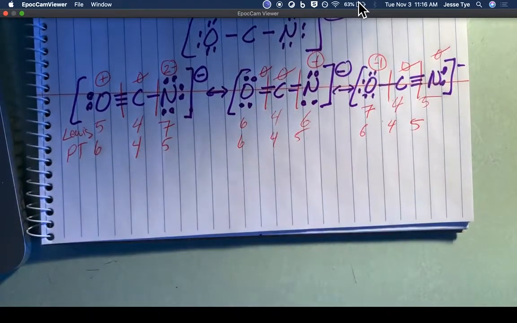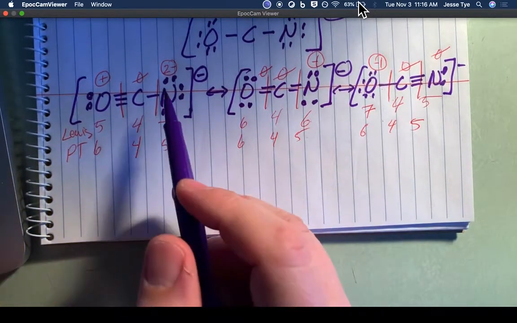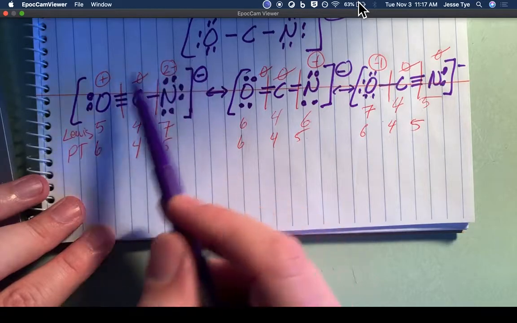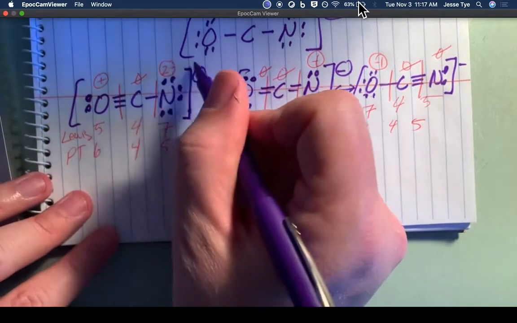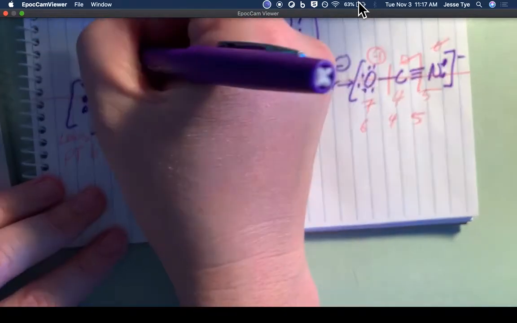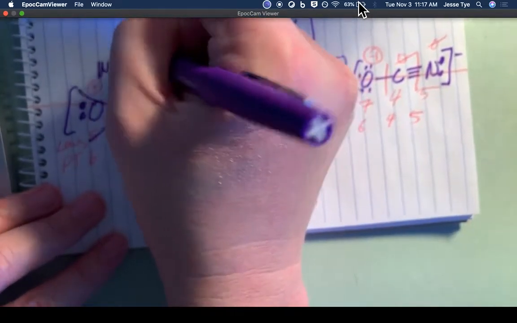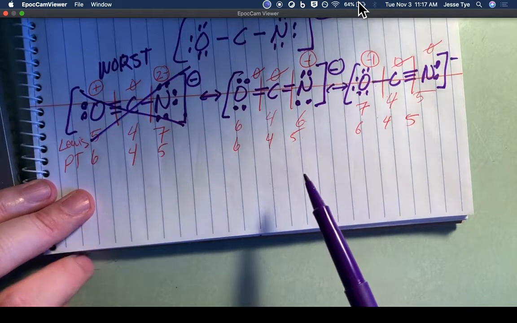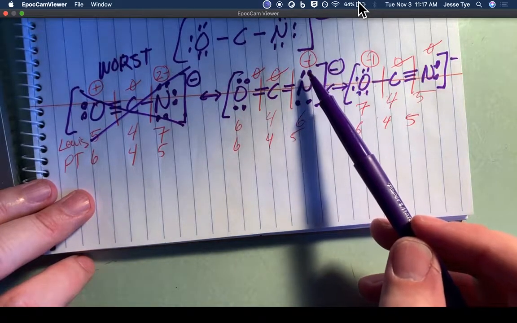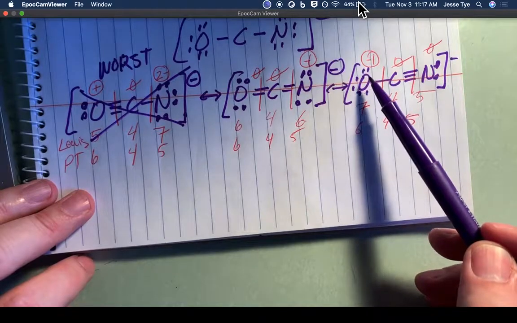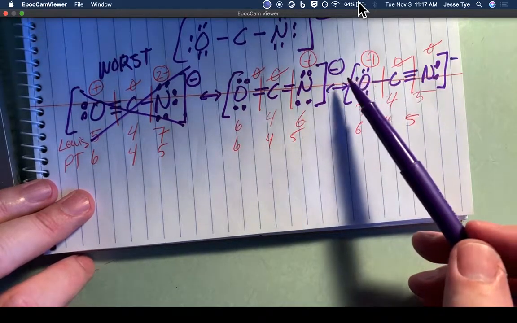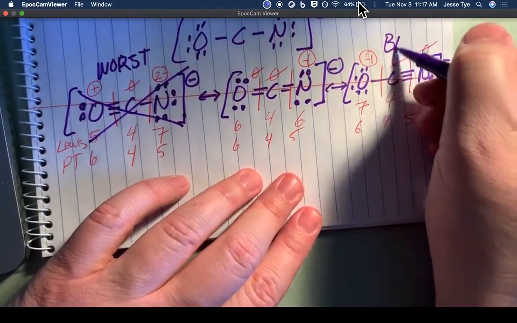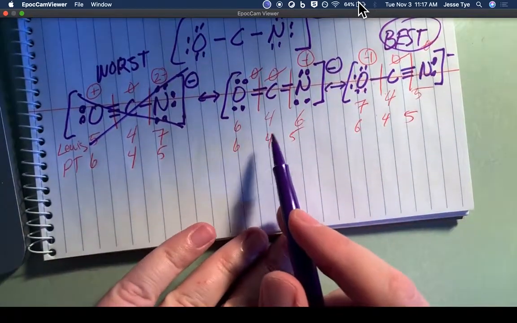Now I'm going to invoke a second rule: if we have to have a charge, we want to minimize first the size of the charge. This structure is the worst because we get a 2- charge on one of the atoms. So this is the worst for sure, but we need to decide whether this structure or this structure is better. It comes down to a negative charge on nitrogen or a negative charge on oxygen. If you look at electronegativity, oxygen is better at handling a negative charge, and so this structure is the best, and then this would be the one in the middle.